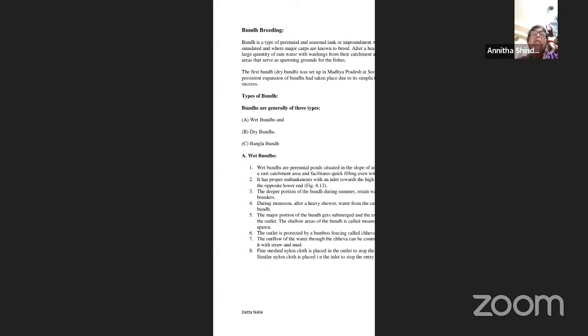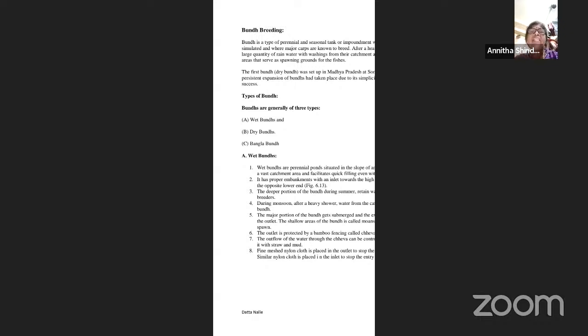A bund is nothing but a perennial or seasonal tank or an impoundment where riverine conditions, meaning it is not a natural river, are actually simulated so that the major carps can be grown here or allowed to breed.